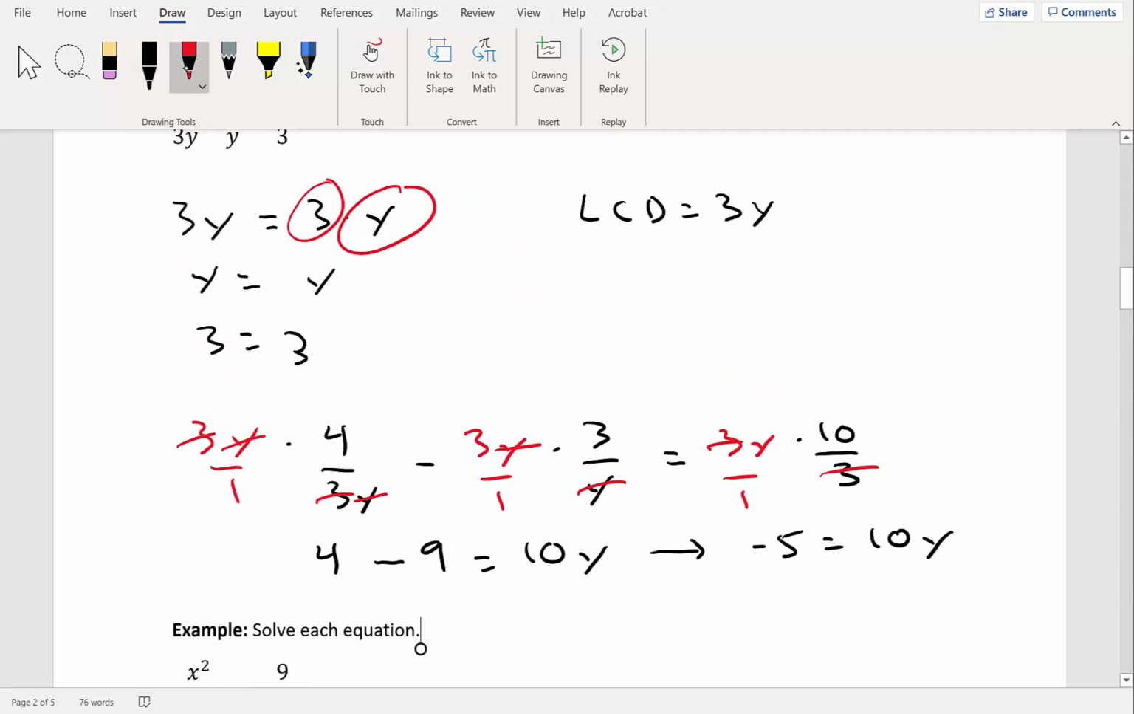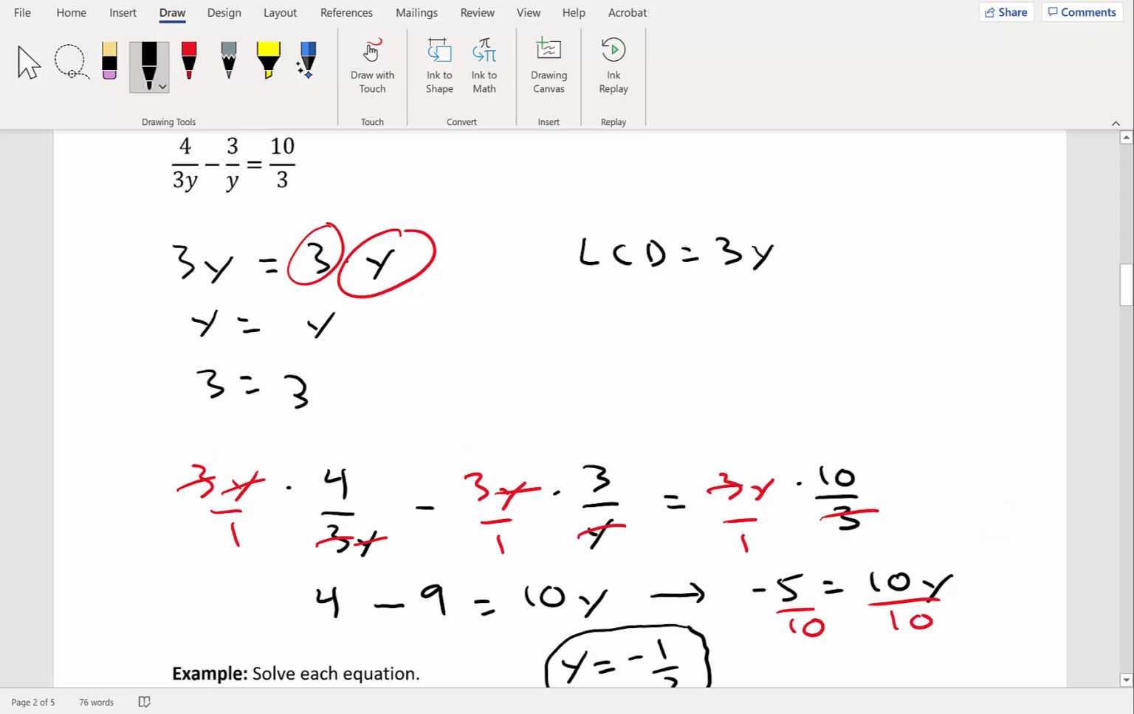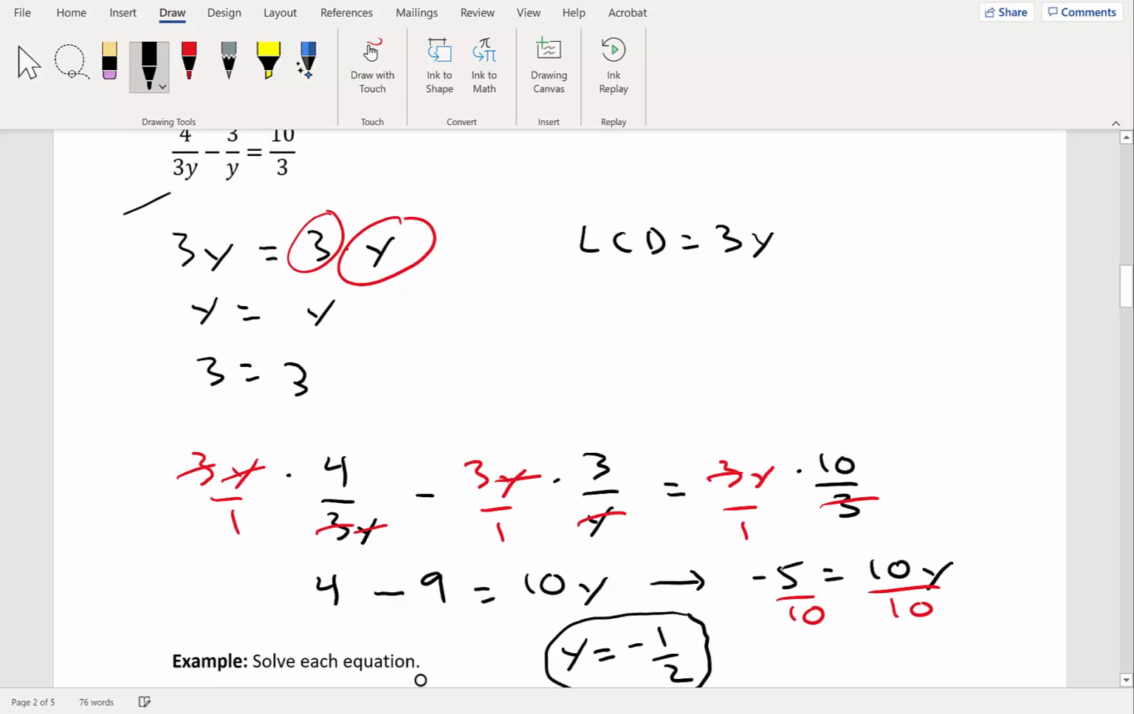And now let's go ahead and divide both sides by 10. So we get y is equal to negative 1 over 2. So we have negative 5 over 10, which simplifies into negative 1 over 2. Now just check, make sure it doesn't give you a 0 in the denominator. Well, if I plugged it in for either one of these y's, so 3 times negative 1/2 gives me negative 3/2, which is okay. 4 divided by negative 3/2, it's not undefined. And the same thing with the other one, 3 divided by negative 1/2, also not undefined. So y equals negative 1/2 would be our solution.